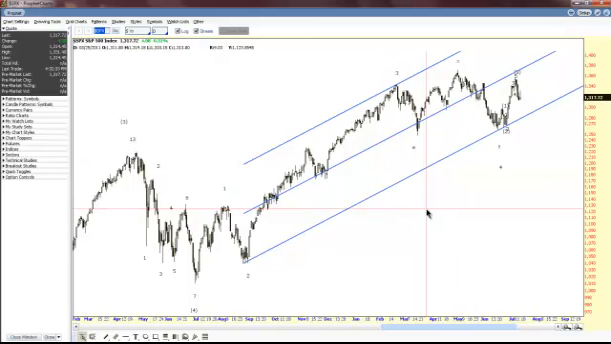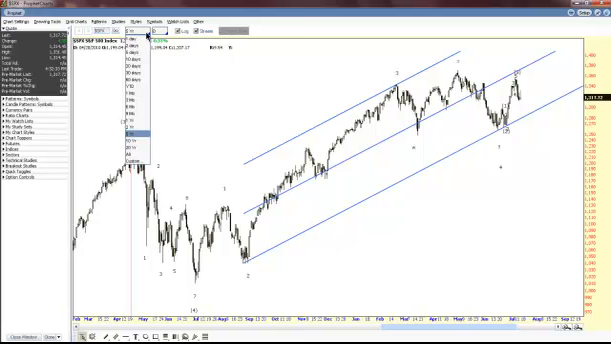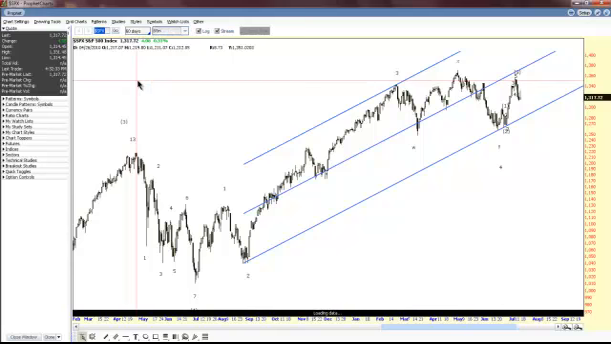Putting that aside, you still have to look at other alternates. This could be just one giant triangle too: wave A, B, C, D, and then now we're going to come down to E, and then move back up to a new high. But I'm taking a look at this right now as being more of a terminal move. It's kind of hard right now.